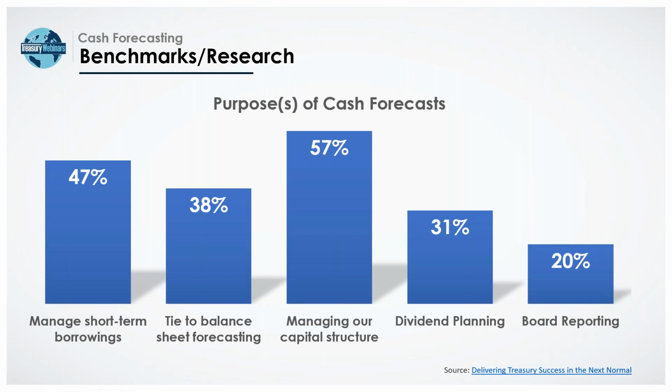And so we asked folks to share the purposes of the cash forecasting. To me, this was surprising. I guess I wasn't really thinking about it from that treasurer perspective, but managing capital structure was the most frequent. And managing short-term borrowings was 47%. I would have expected that to be like 100%. John, anything stick out to you here?